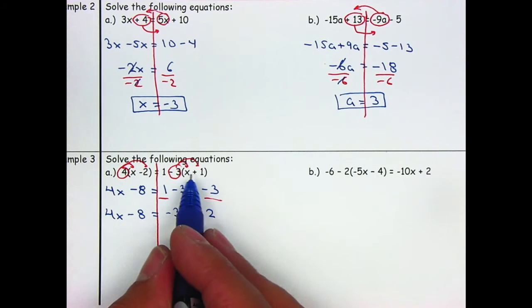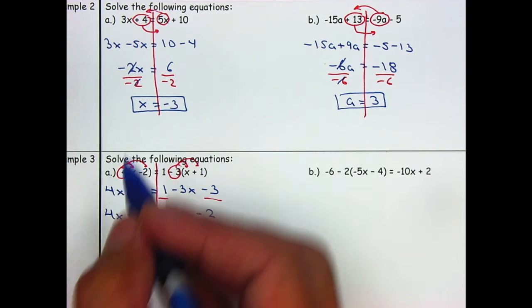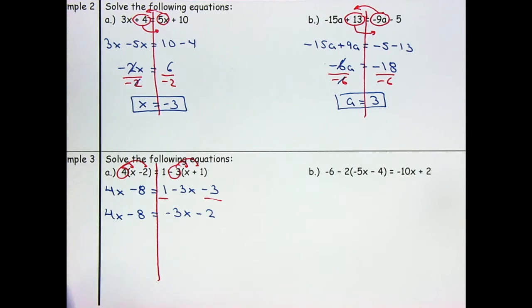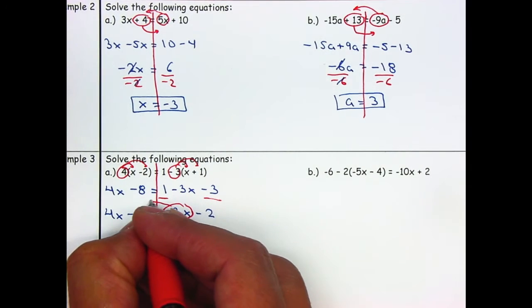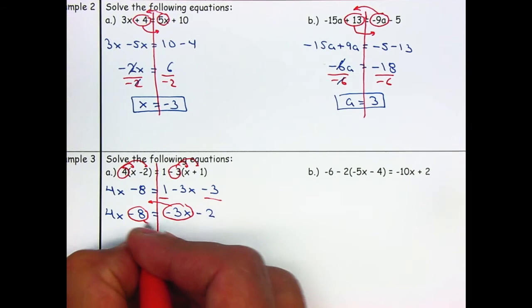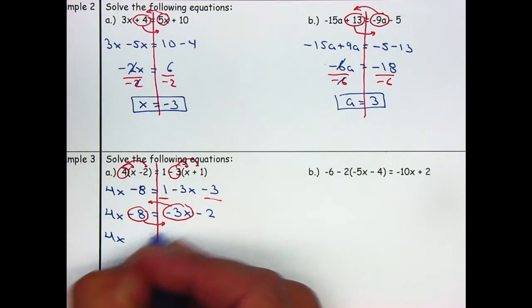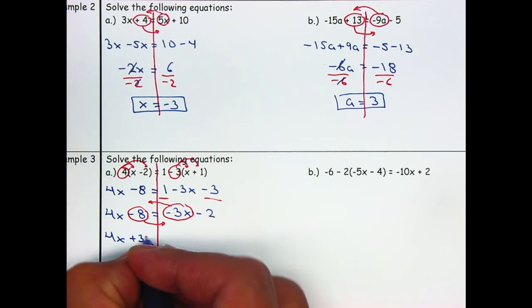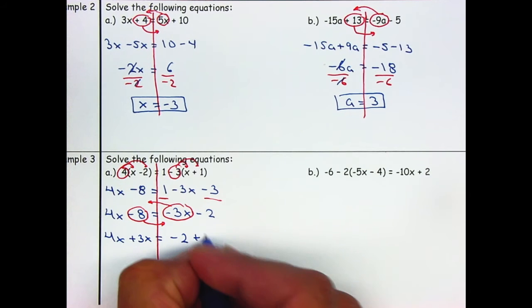Now that we used the distributive property and combined like terms, we have a problem very similar to example number 2. We have variables on both sides. We are going to be moving the terms that have an x to the left, and the numbers to the right. We have 4x. This negative 3x becomes a positive 3x. We have negative 2. This negative 8 becomes a positive 8.